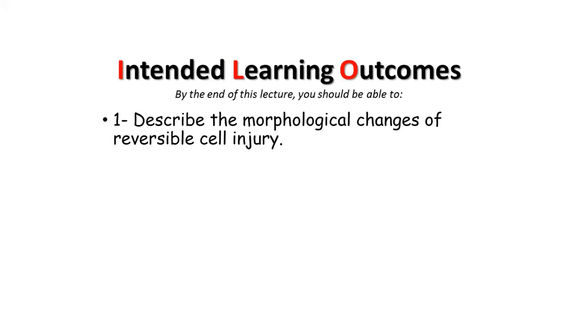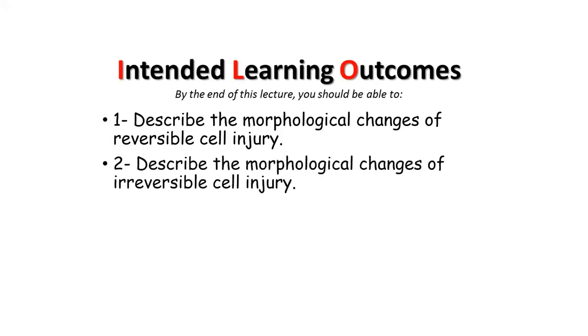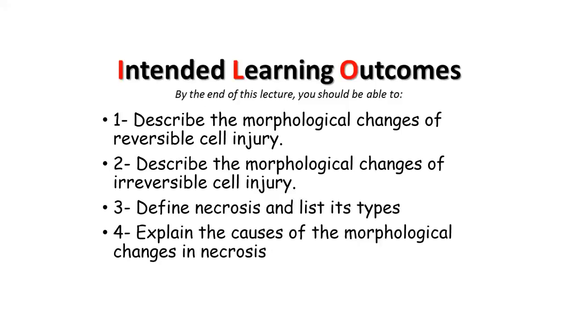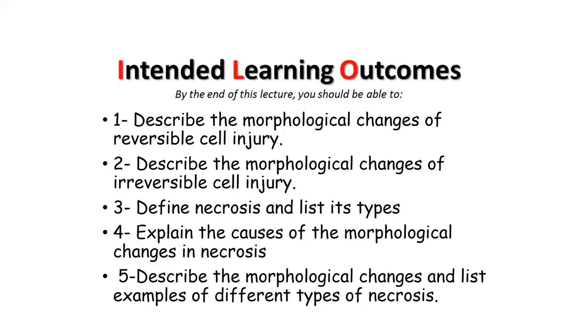By the end of this lecture, you should be able to describe the morphological changes of reversible cell injury, describe the morphological changes of irreversible cell injury, define necrosis and list its types, explain the causes of the morphological changes in different types of necrosis, and then describe the morphological changes and list examples of different types of necrosis.